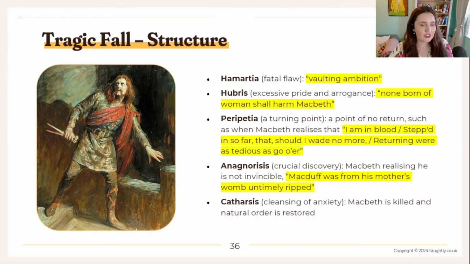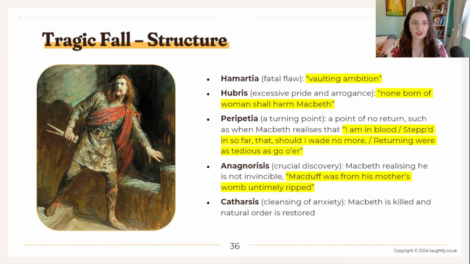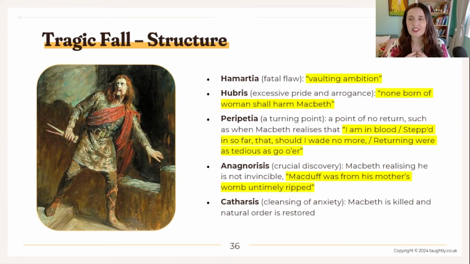We've got the anagnorisis, which means a crucial discovery. In Macbeth, this would be when he realises that actually he's not invincible. For example, when Macduff says to him, "Macduff was from his mother's womb untimely ripped," and then Macbeth realises his hubris and that he's about to die. And by the end of the play, we should as an audience experience some catharsis, which means this cleansing of anxiety, this evoking of pity and fear.